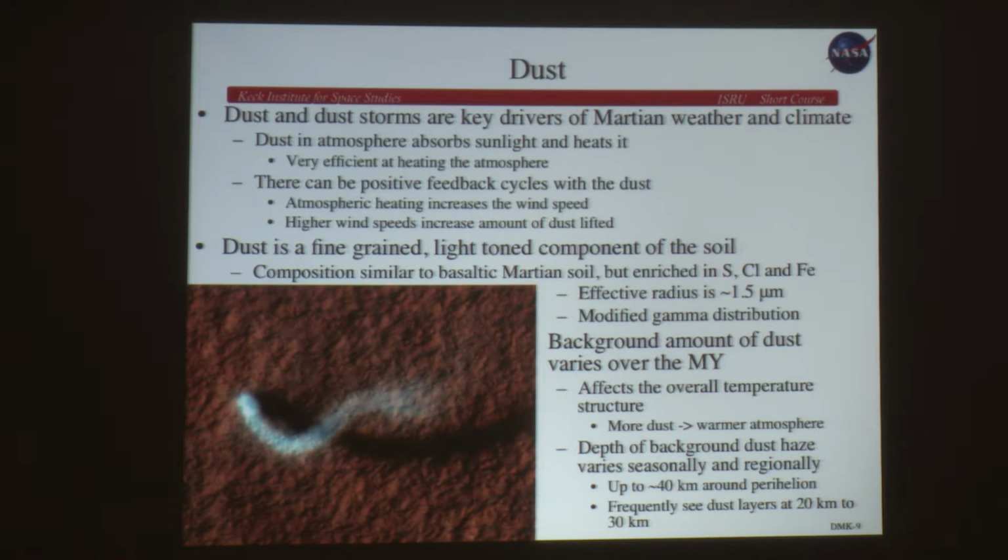The background amount of dust in the atmosphere varies over the year. Like I noted earlier, this controls the temperature and affects variously how things behave over the Mars year in the atmosphere. Not only do we have a layer of dust near the surface, but at many seasons we also have dust as high as 40 kilometers, and we frequently see dust layers in the 20 to 30 kilometer region. These are enhancements of dust in the lower and middle atmosphere that are just sitting there.